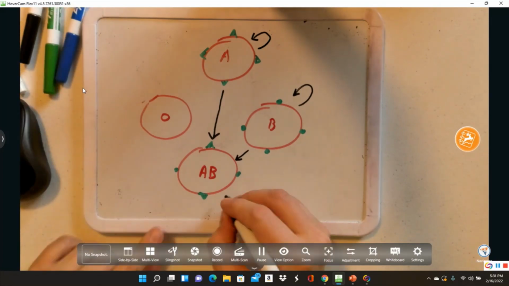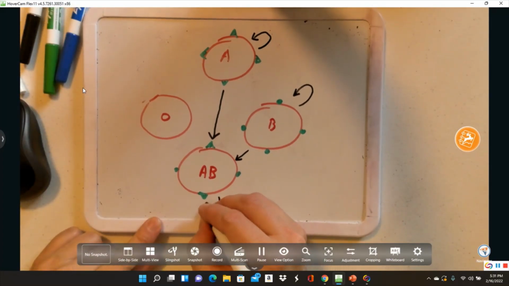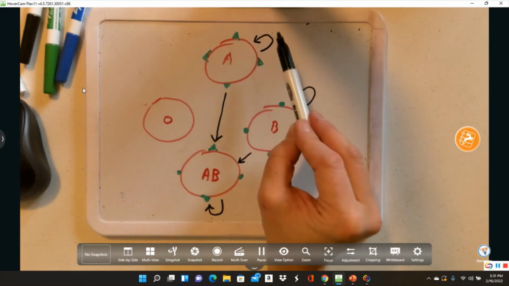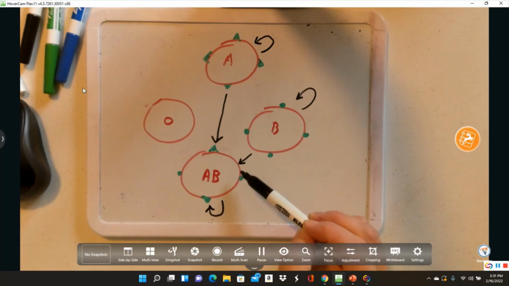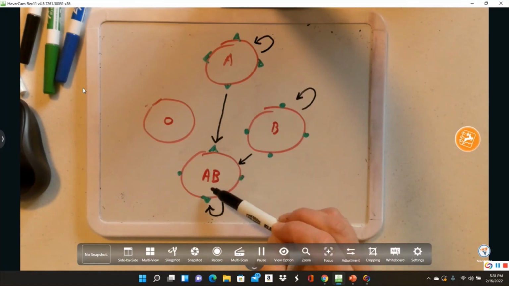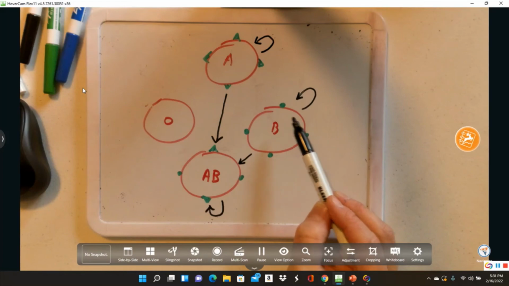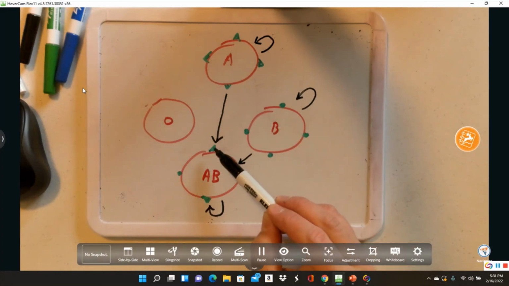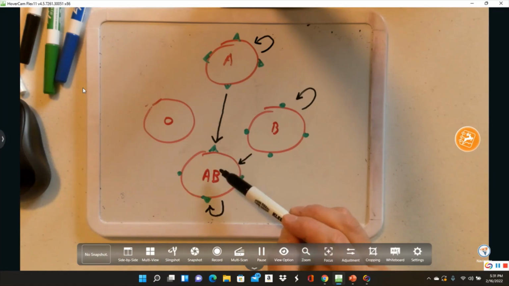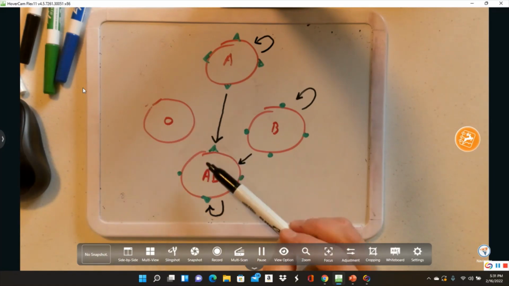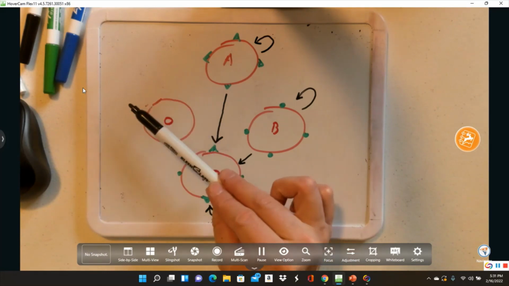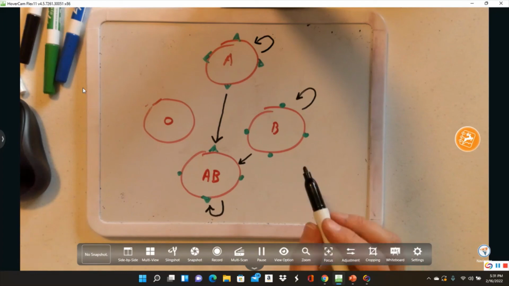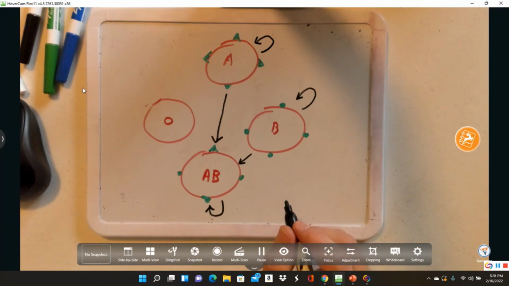Let's move to AB. AB can give to itself, but can AB give to A? A has anti-B antibodies, and AB blood has B antigens, so no. Can AB give to B? B has anti-A antibodies, and AB has A antigens, so no. And AB, can it give to O? No. O has both anti-A and anti-B, and this has A and B both on it, so it's double trouble. So AB can only give to itself.